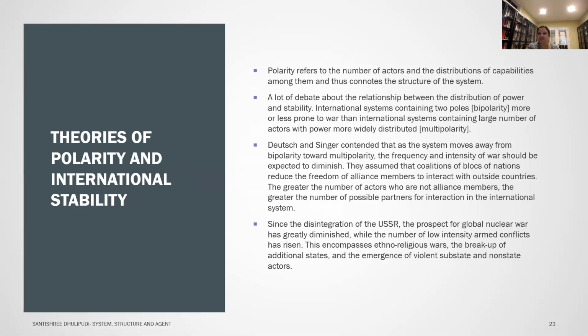Theories of polarity and international stability. Polarity refers to the number of actors and the distribution of power among them, and thus connotes the structure of the system. There is a lot of debate about the relationship between the distribution and stability. Are international systems containing two poles, bipolarity, more or less prone to war than international systems containing a large number of actors with power more widely distributed, multipolarity?